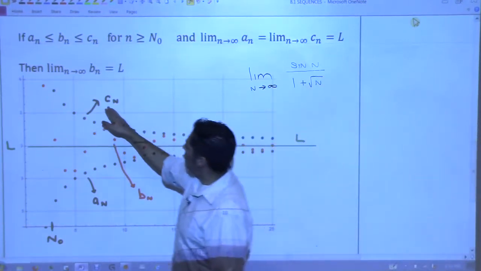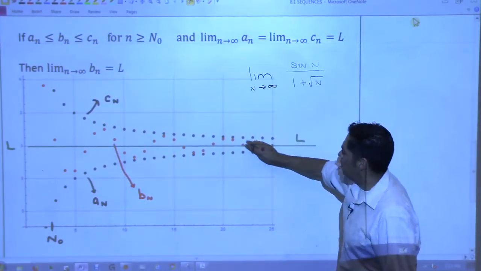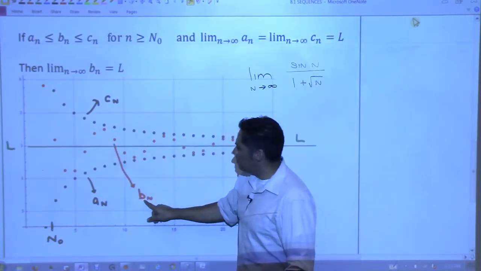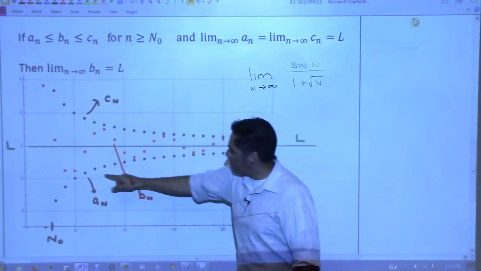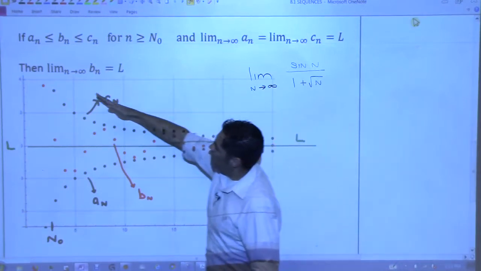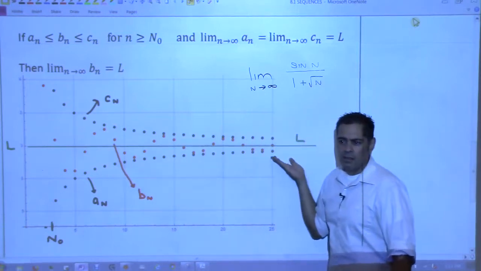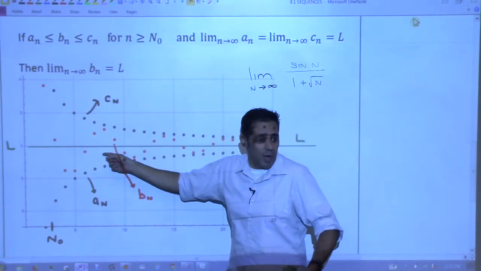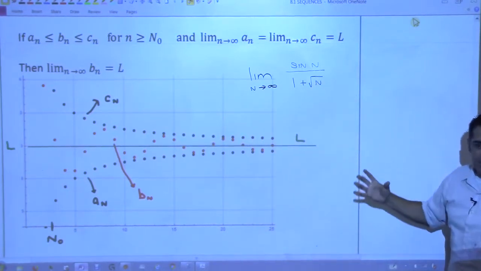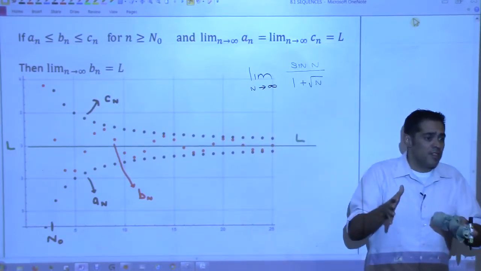So here's C sub n. Do you agree that C sub n is always above or equal to all the red ones? So the red ones are the B sub n. And then the A sub n, do you agree that these are all below the red ones? Okay? So if I know that the top sequence heads to L, and the bottom sequence heads to L, and the middle sequence is always between the two, then that sequence must also go to L, right? So that's what the squeeze theorem is doing. You're pinching your sequence in between 2 other sequences.